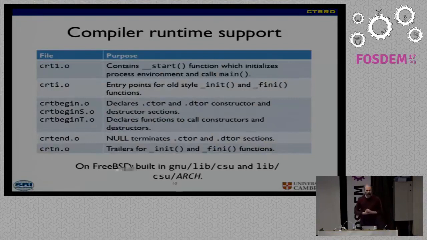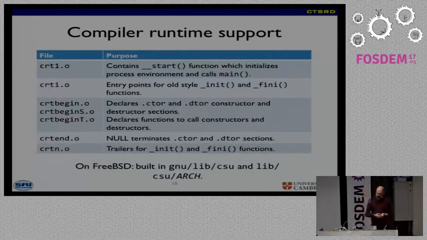So what are those? Here's a quick table of the various bits. So first of all, crt1.o contains the actual function that gets started at the beginning of the program. It's by convention, on FreeBSD at least, _start. And its job is to call main.